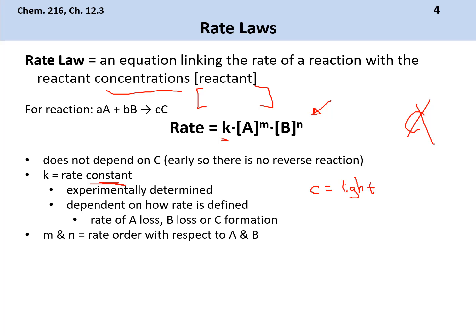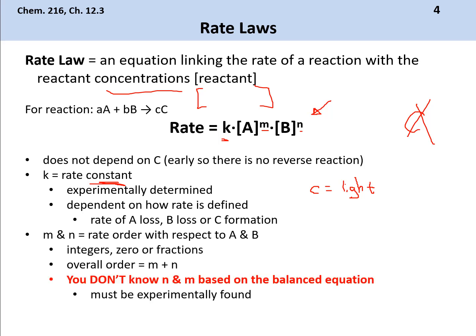All right, now m and n, these are what we call rate orders with respect to compound A and compound B. They can be integers, 0, or fractions. That means they can be 0, 1, 2, 3. You could even have a half, etc. What we also say is we have an overall order for the reaction. The overall order is the sum of all these orders.